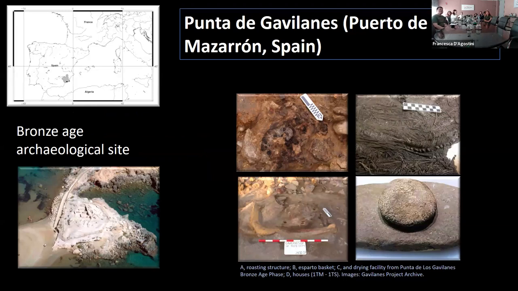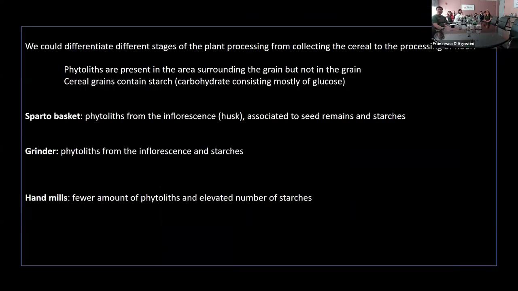During the excavation, they found different structures, like roasting structures, a esparto basket in which they found seeds of barley and wheat, the grinding stones, a grinder, and a house, etc. So we took samples from different contexts and analyzed the phytoliths, based on the fact that phytoliths are in the husk of the grain, but not in the grain, and the grain contains mostly starch. So we did the analysis.